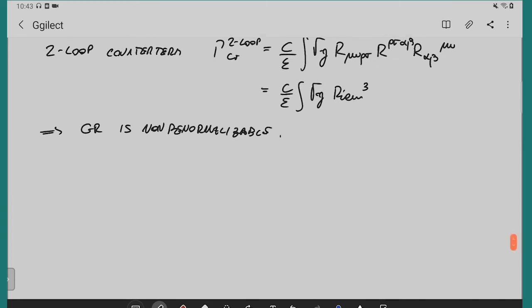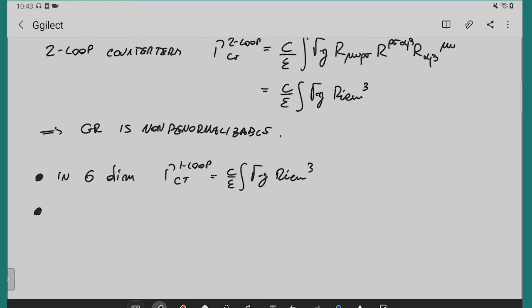There are some other things that one might try to do. One is to increase the number of space-time dimensions. But this is not good. For example, in 6 space-time dimensions, you will get already at one loop this counterterm with the Riemann cube.